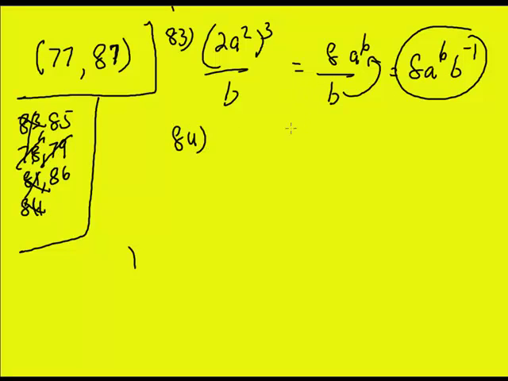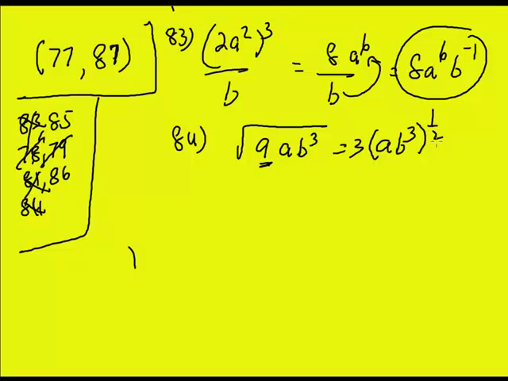84. I have a square root of 9, a, b to the third. Square root of 9 is 3. Okay, and then I have a b to the third. That's really to the 1/2 power. That's what the radical is. Okay, when I raise everything to a power, I'm going to get 3a to the 1/2, b to the 3/2.